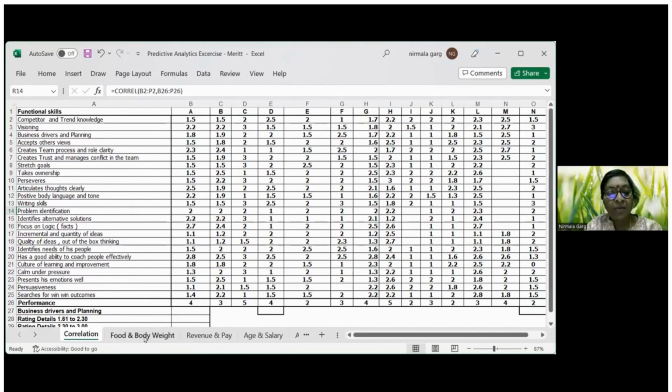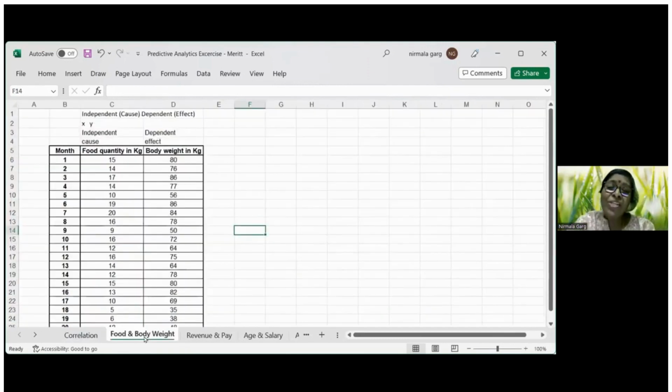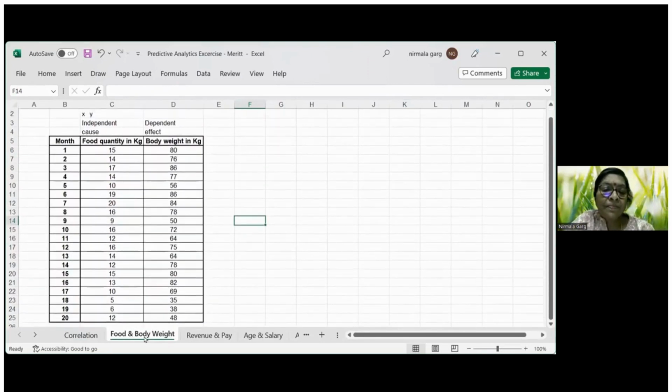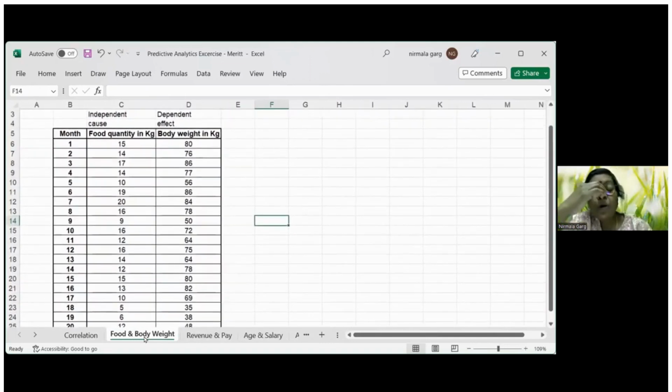Now let me go to the other data. Just to help you, a very simple example. This is not related to HR, but it can help you understand. Month on month, people keep eating. Say, for example, if the food quantity in kg is 15, the body weight is 80. If the food quantity is 14, the body weight is 76.